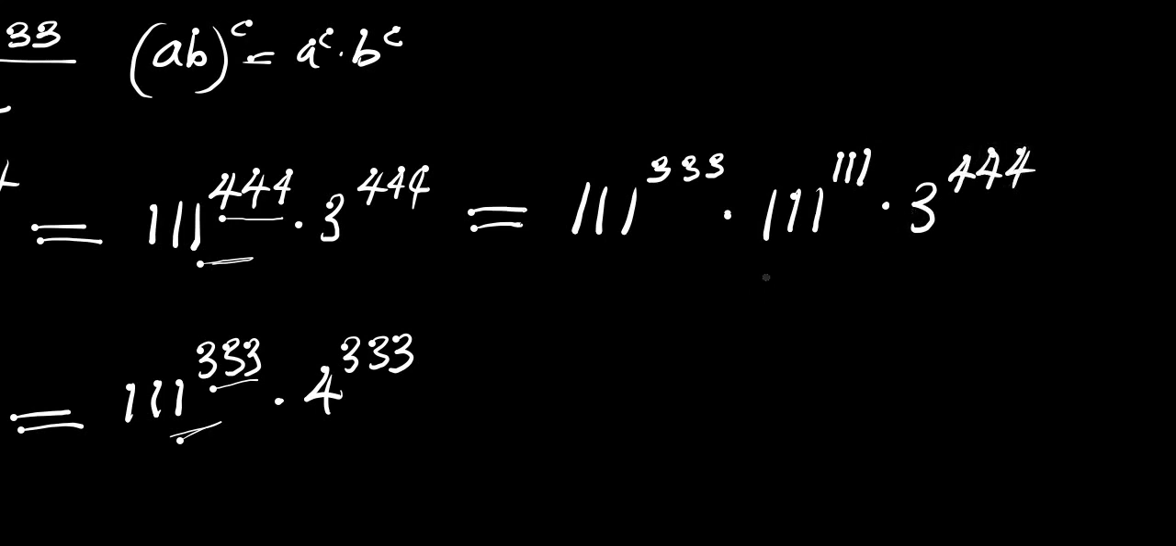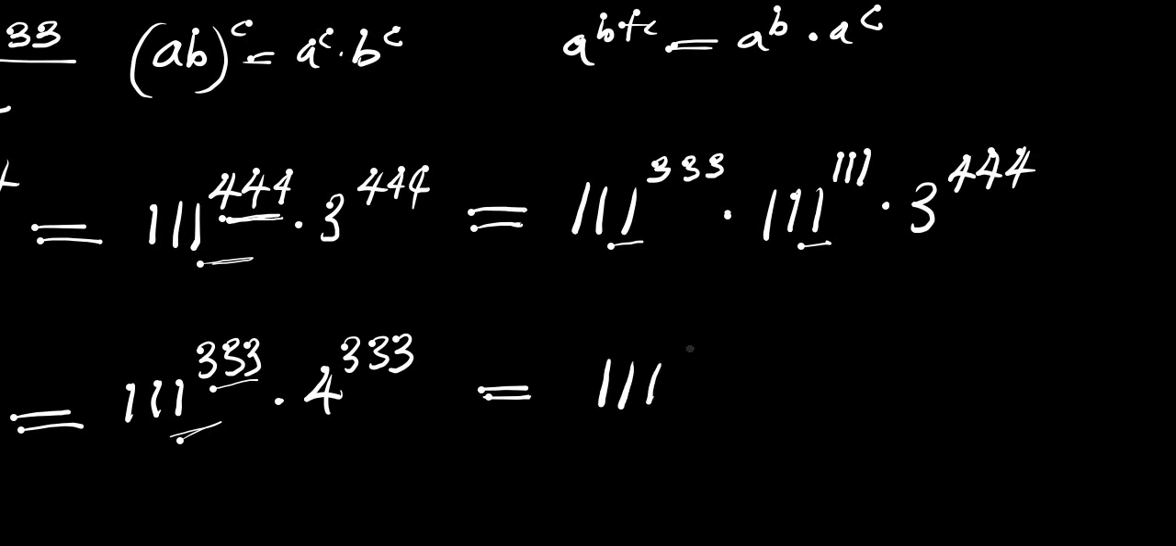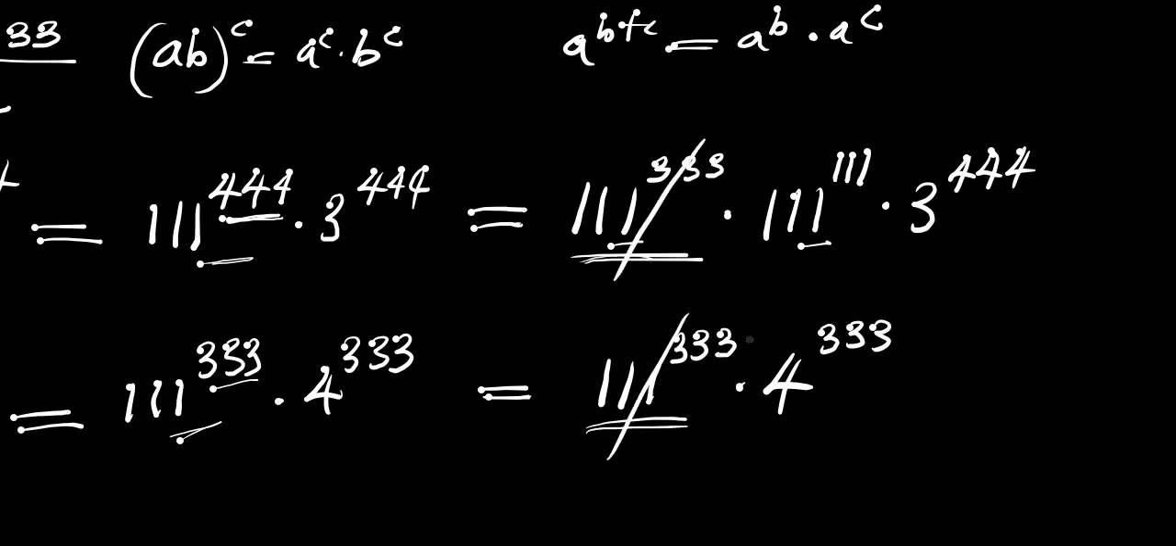Then, remember this identity, if you have A to the power of B plus C, this equals A to the power of B times A raised to the power of C. Now, since the two bases are the same, if you add these two exponents, you are going to get this number here. So, and this, we have 111 raised to the power of 333 times 4 raised to the power of 333. Now, if you observe, this number here and this number here are the same, so we can eliminate the two numbers. Now, let's compare this against what we have here.